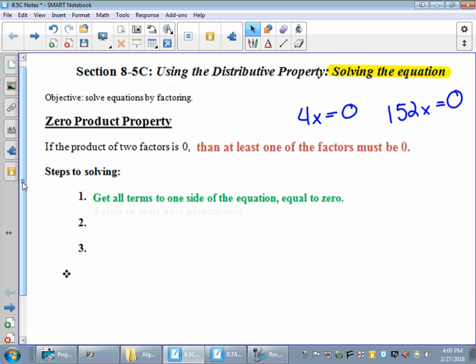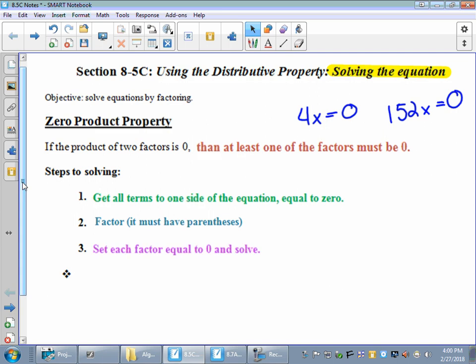All right, after you have it set equal to 0, go ahead and factor it. In other words, if you're factoring, it must have parentheses of some sort. Again, you might not have to do this for every single one that we go through. Not every practice problem are you going to have to factor. However, make sure that it is factored before you move on to step 3.